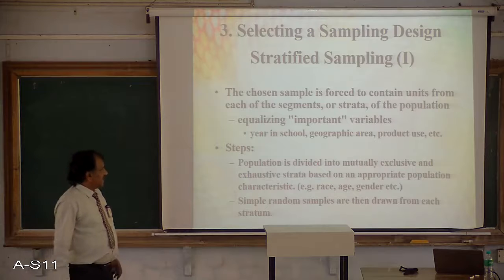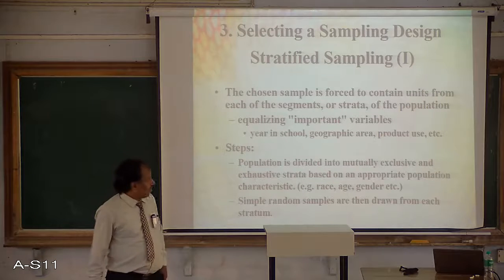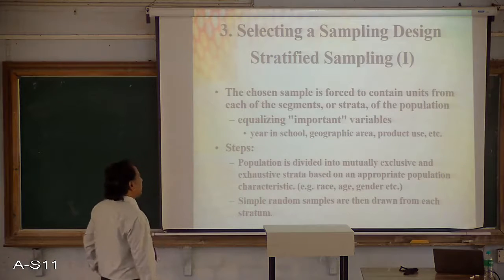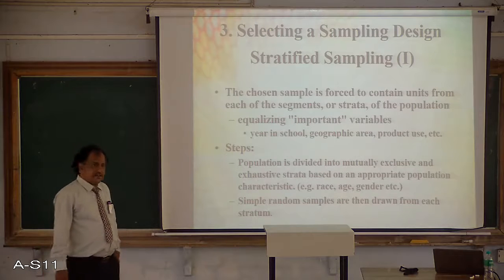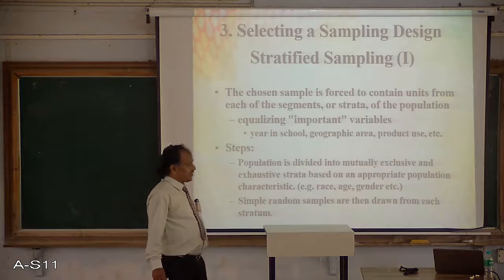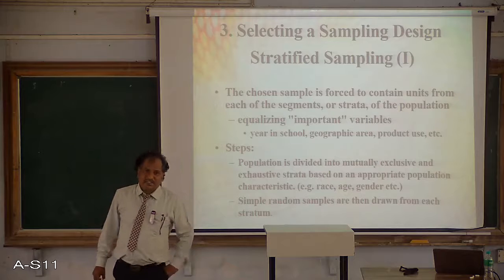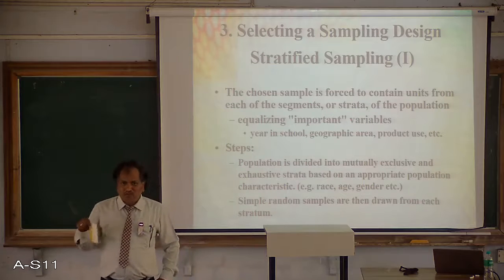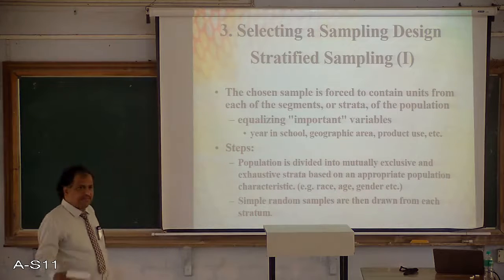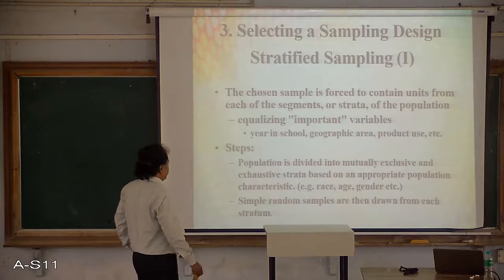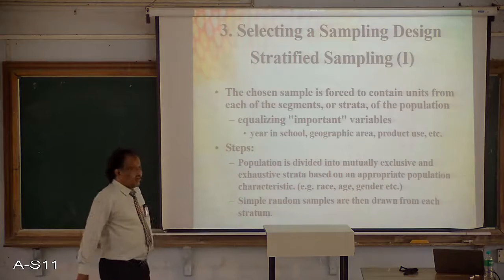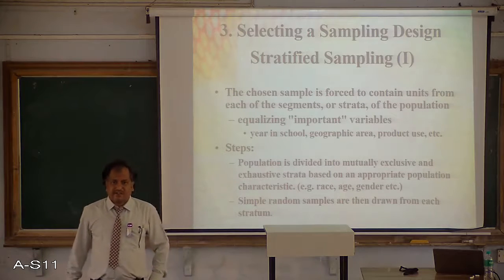That is, year in school, from the same geographical area, those who use that particular product, those who have purchased that product. Only those members, based on some variable and some criteria, the groups are made. Okay, what are the steps involved in making stratified sampling?